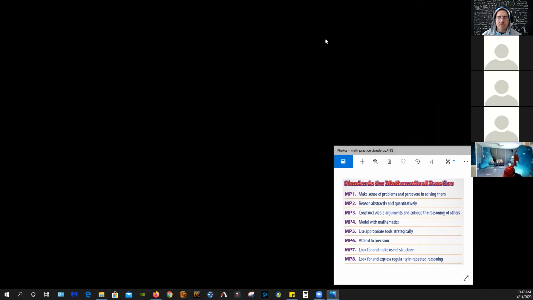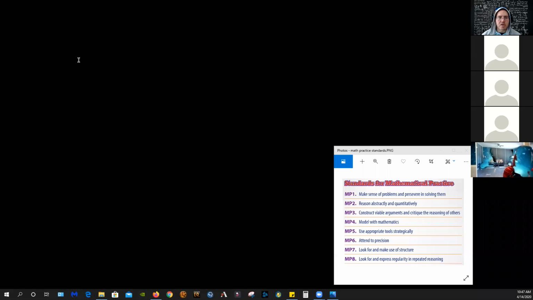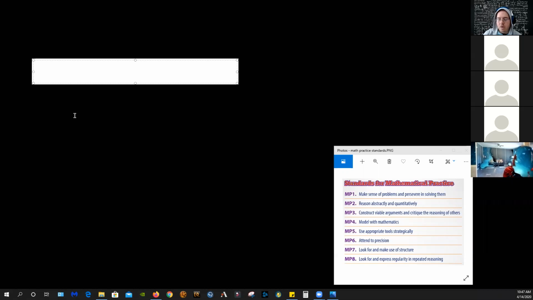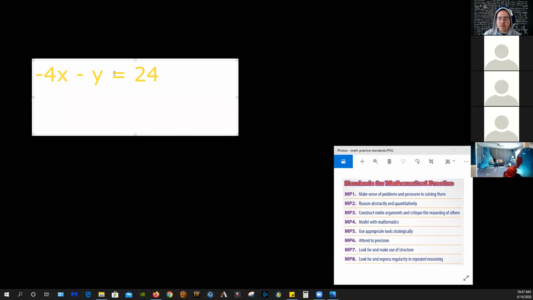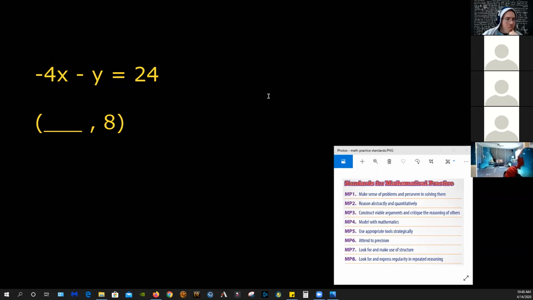So text. Okay, so here are the directions that this problem gives. -4x minus y equals 24. Typing in white is gonna be a problem though. It sounded like a good idea at the time. And they want us to check blank, comma, 8. Complete the missing value in the solution of the equation.